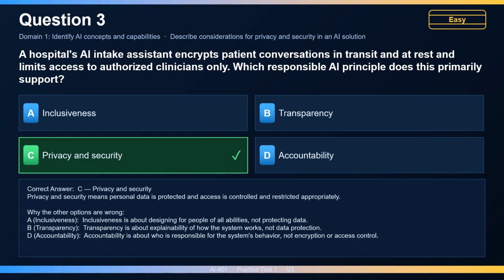Now, why the other options are wrong? Inclusiveness is incorrect. Inclusiveness is about designing for people of all abilities, not protecting data. Transparency is incorrect. Transparency is about explainability of how the system works, not data protection. Accountability is incorrect. Accountability is about who is responsible for the system's behavior, not encryption or access control.